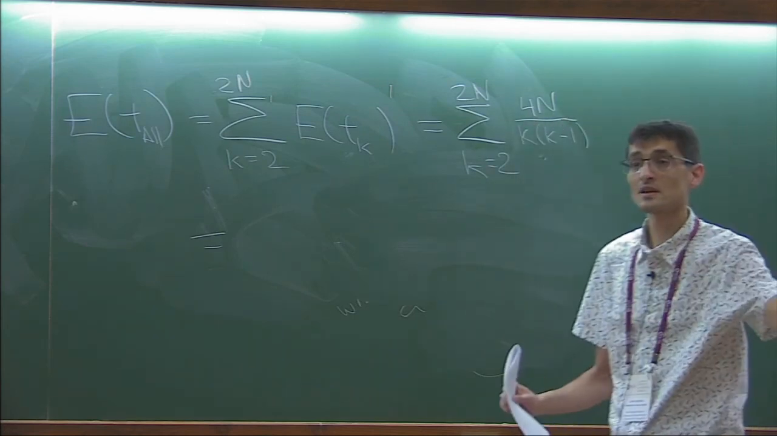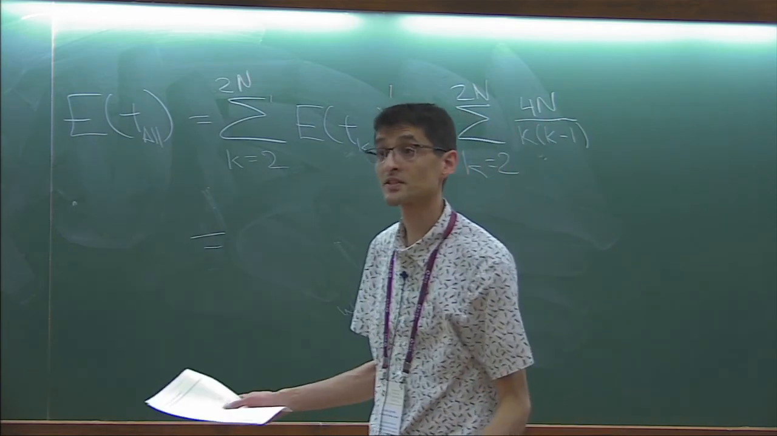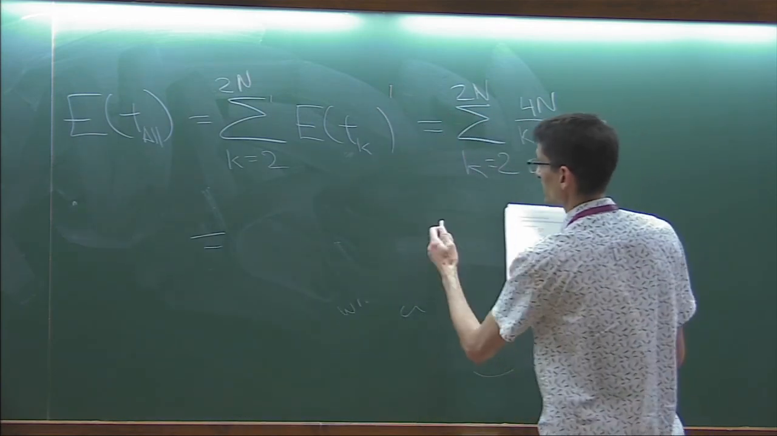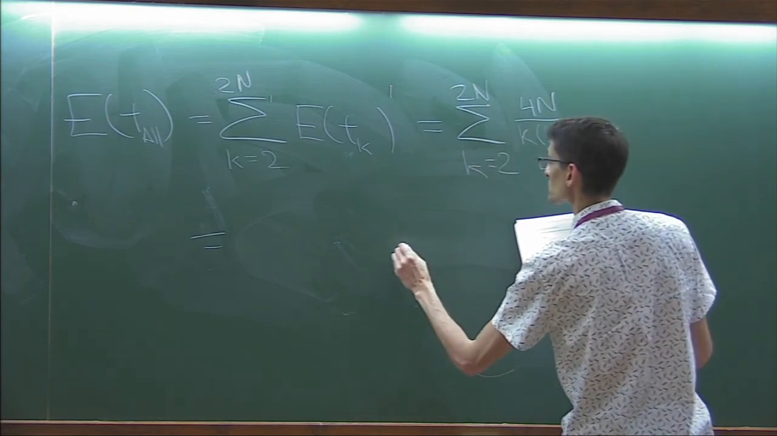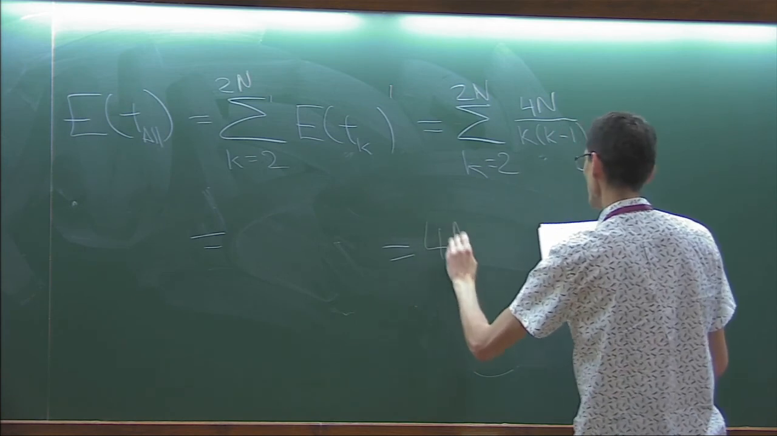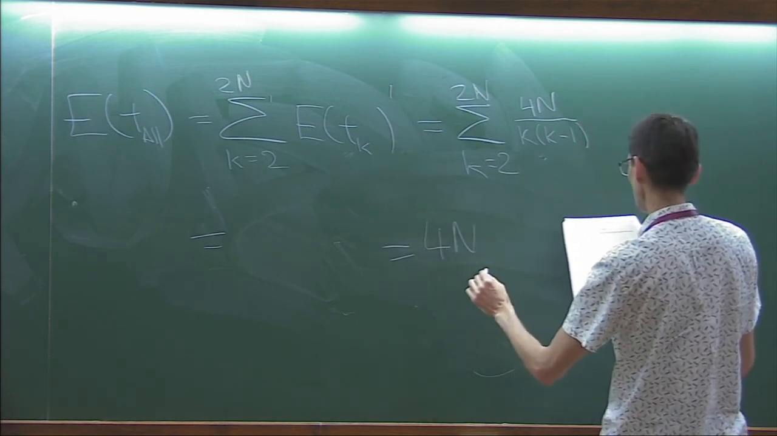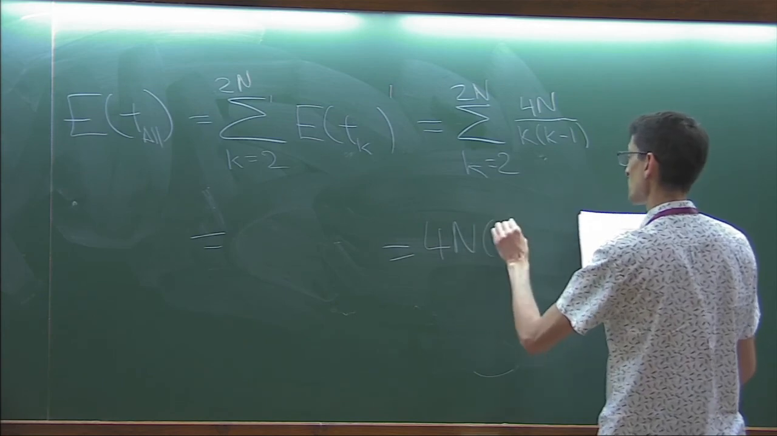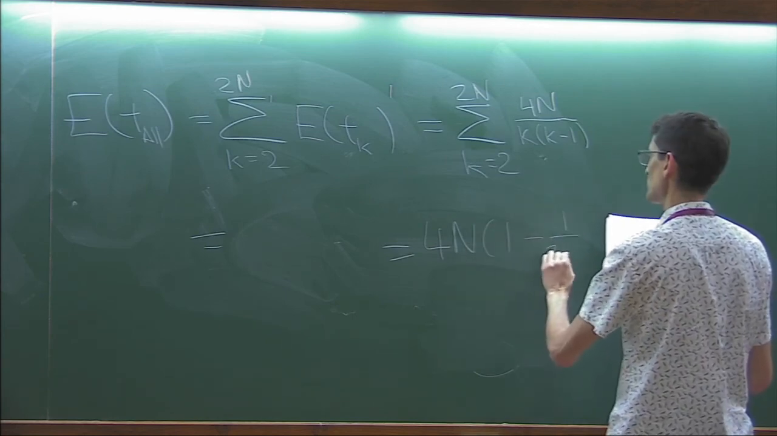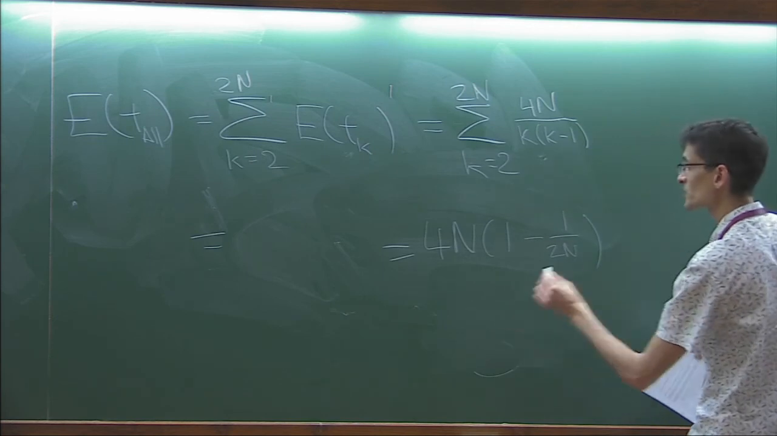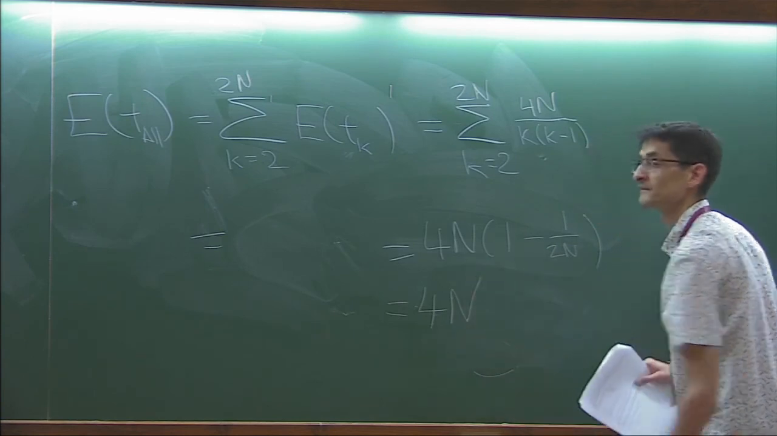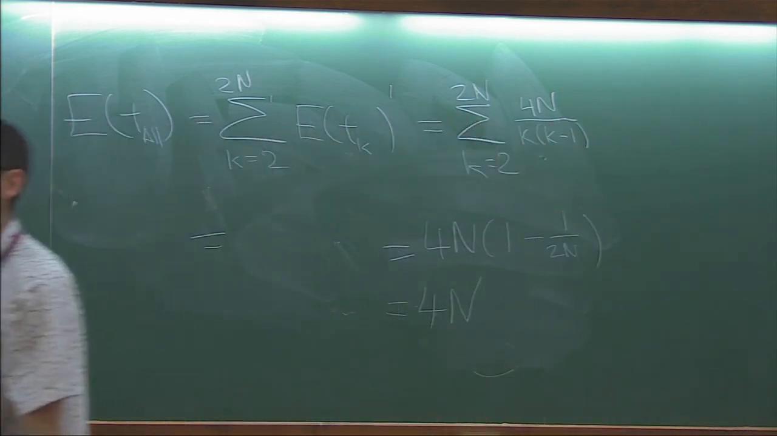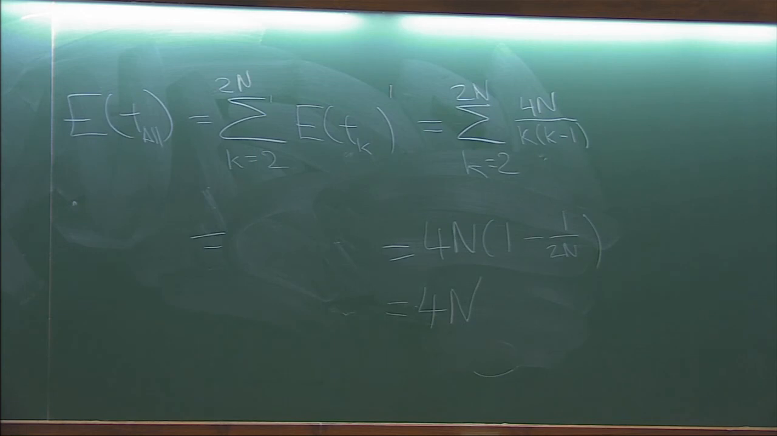So we have this, we sum up this series. I'm not going to go through the details of how you sum this series, but this works out to being 4n times 1 minus 1 over 2n, which if n is large is approximately 4n. That's the expected time for all the alleles in the population to coalesce.